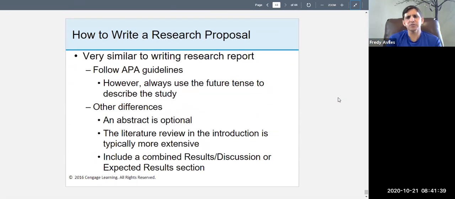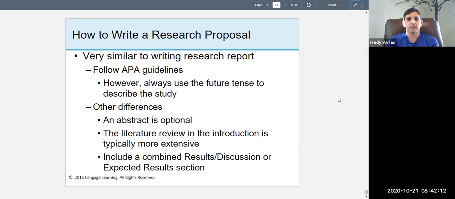So it's similar to writing a research report after you do an actual study. You still follow APA guidelines. You still cite the same way, right? However, you will use future tense to describe your own study because it hasn't been done yet. You guys, when you write yours, by the way, your study should be done by the time you write your paper. You need to use past tense, except, of course, in the discussion. In the discussion section, use present tense. But when you're writing a research proposal, about something you plan to do in the future, you need to use future tense.